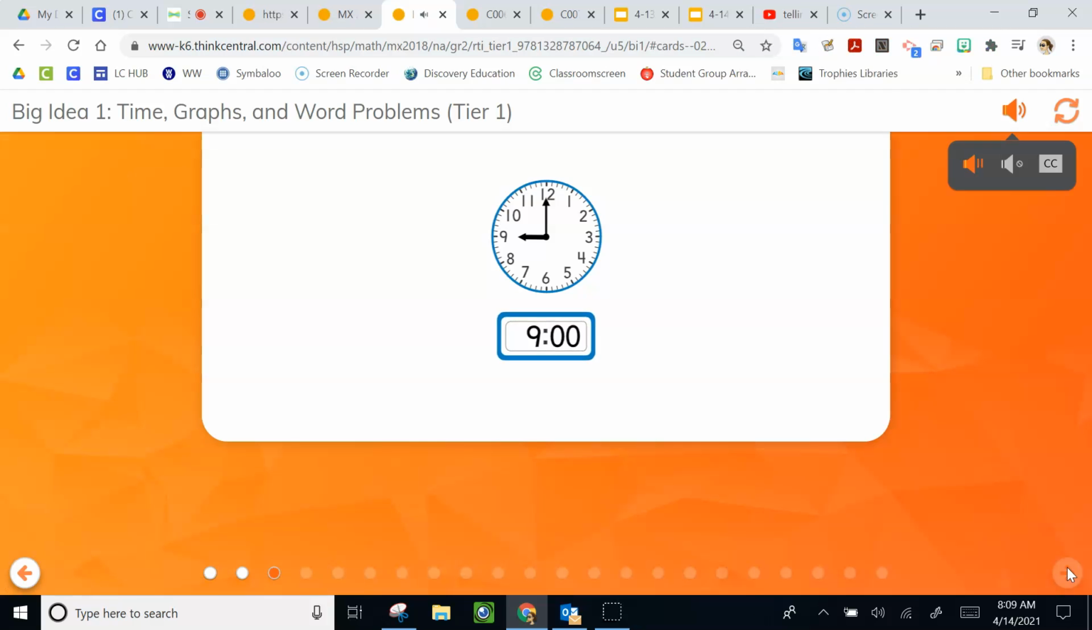The clock under the analog clock is called a digital clock. On a digital clock, the number before the dots shows the hour. The number after the dots shows the minutes after the hour. This digital clock shows that it is 0 minutes after 9. It is exactly 9 o'clock. Both clocks show the same time.